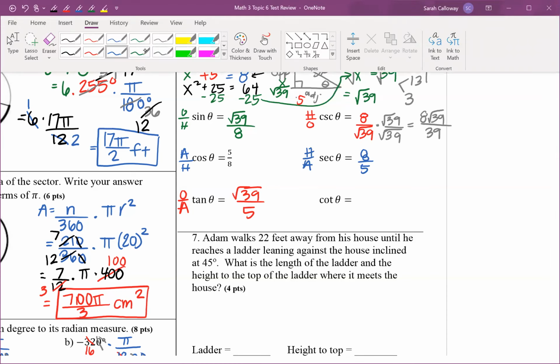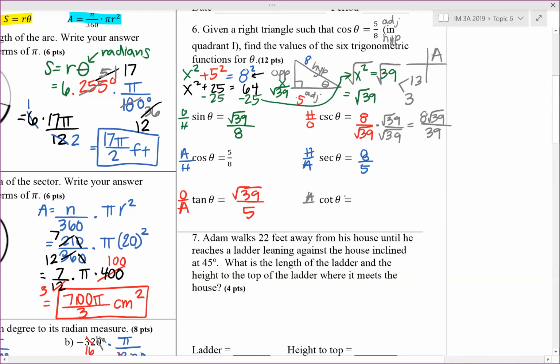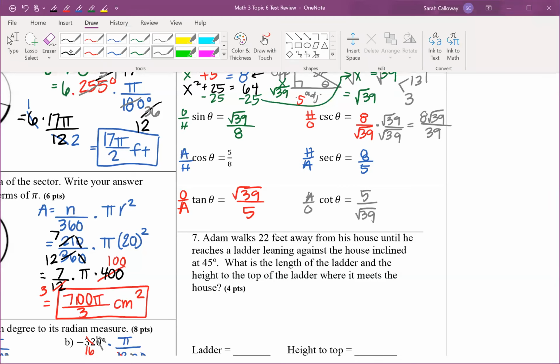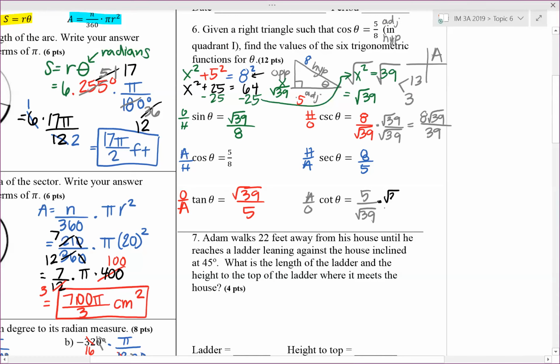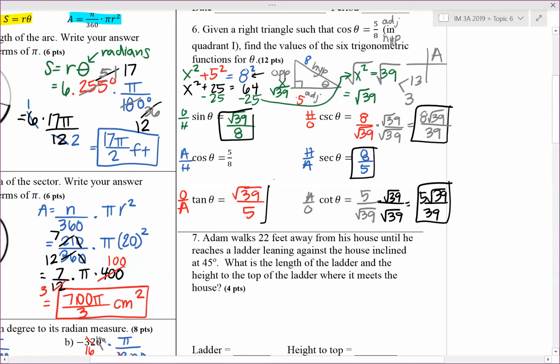And then finally, cotangent is a over o. And so it's 5 over the square root of 39. And again, we have to rationalize because we cannot have a square root in a denominator. So if I multiply by the square root of 39 over itself, the answer for cotangent is 5 radical 39 over 39. Okay, so these 5 answers are the answers to the question. However, there is quite a bit of work that you're going to get points for.